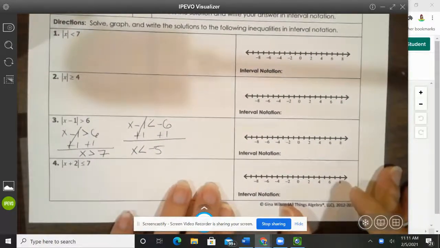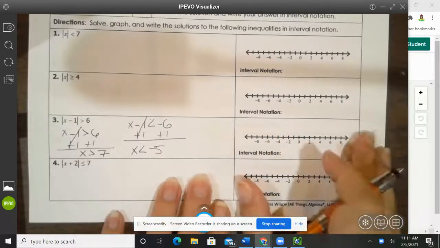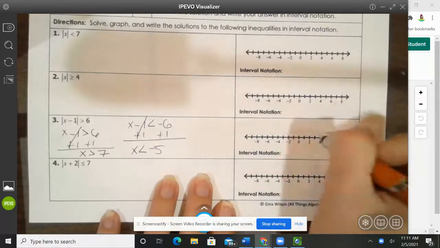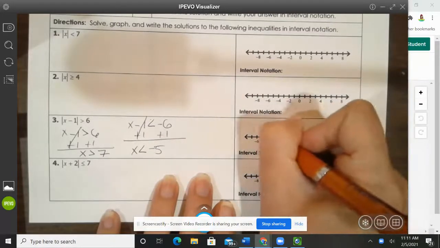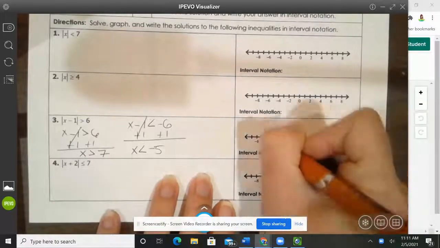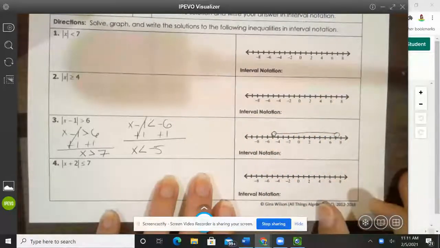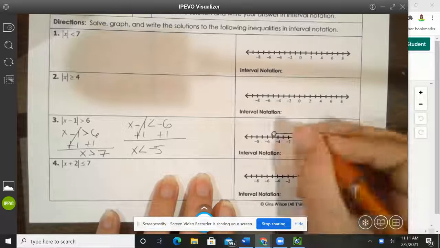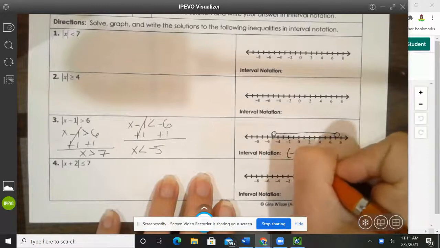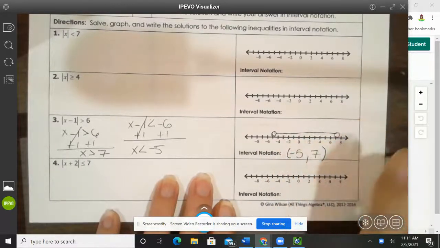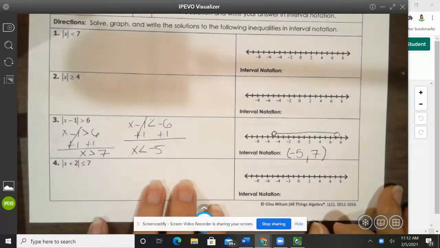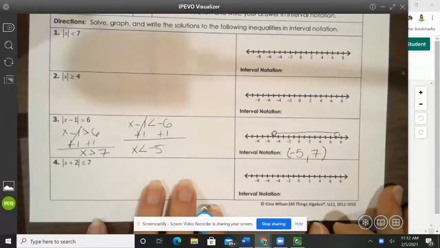Okay, so we're going to be using 7, so it's in between 7 and negative 5, right? So negative 5 is over here, and it's open. And 7 is over here, and it's open because it doesn't have an equal sign. Okay, so it starts at negative 5, and it ends at 7. All right, so this was like case 2.